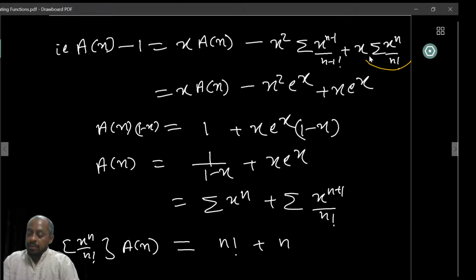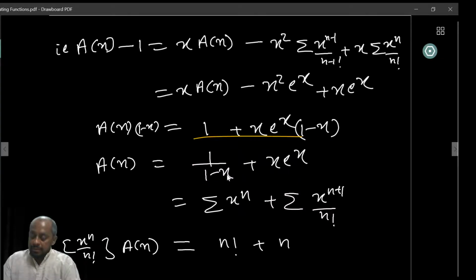Now this we know, in the form that we know, it is e raised to x, we just saw. So you will get x times e raised to x here. Here you will get x squared times e raised to x. And here you get x times A(x). So now it is easy. A(x) into 1 minus x, you take this outside to the left side. You will get 1 plus x e raised to x into 1 minus x. Simplifying, therefore A(x) is equal to this divided by 1 minus x, and so you will get 1 by 1 minus x plus x into e raised to x.